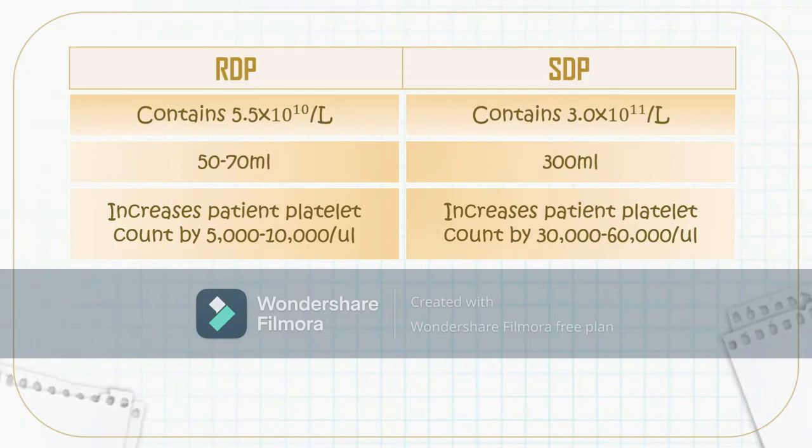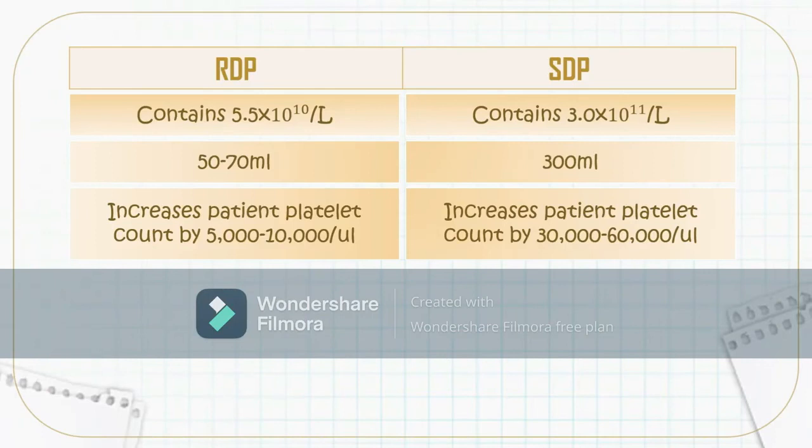For the total volume, RDPs will approximately have 50 to 70 ml total volume, and SDPs will have 300 ml. Since your RDPs have lower platelet content, they will only be capable of increasing the patient's platelet count by 5,000 to 10,000 per UL, whereas SDPs are capable of increasing the patient's platelet count by 30,000 to 60,000 per UL.